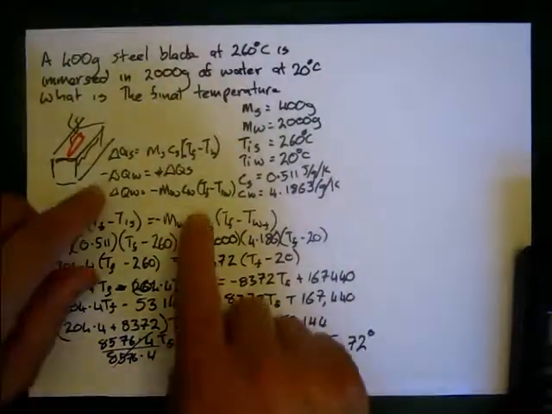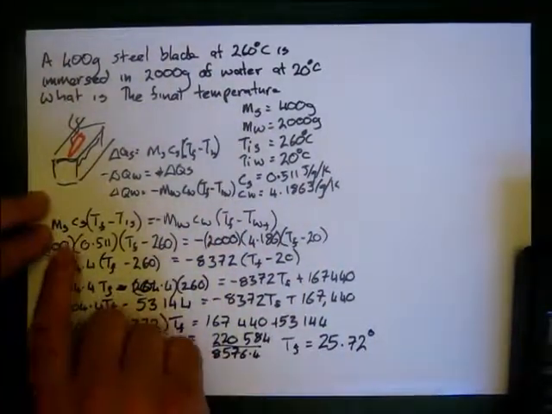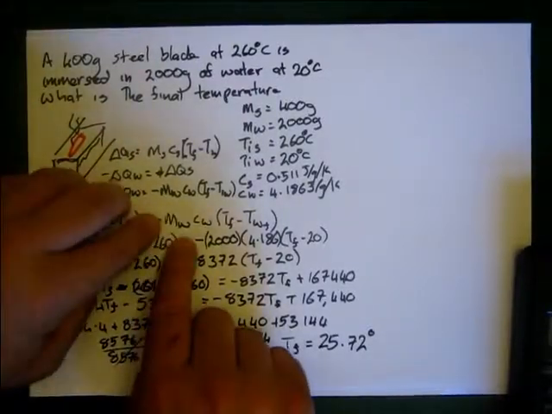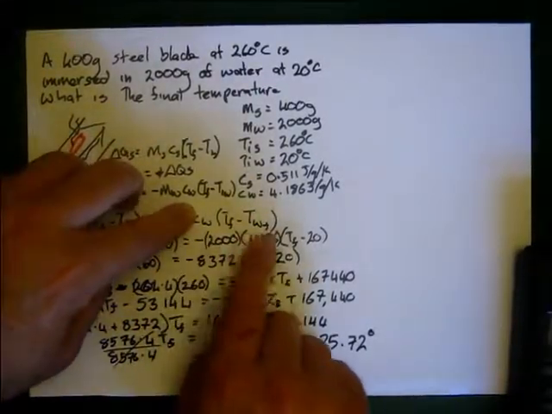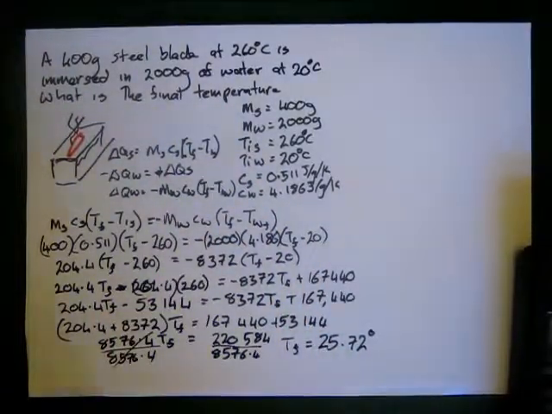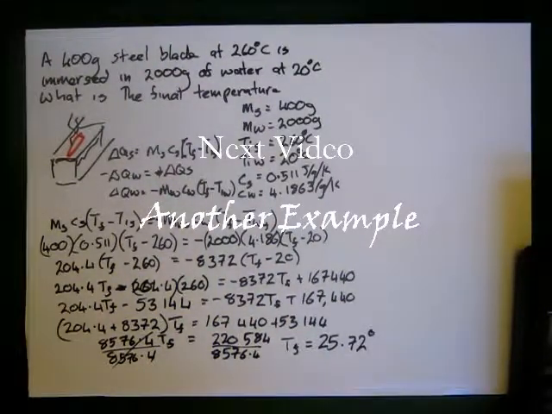So that's the basic way. Make a big equation where mass of steel, C steel, change in temperature equals mass of the water, specific heat of water, change in temperature, and that side's all negative. Plug in the numbers, simplify down, rearrange, and you will end up with the answer. Cool.